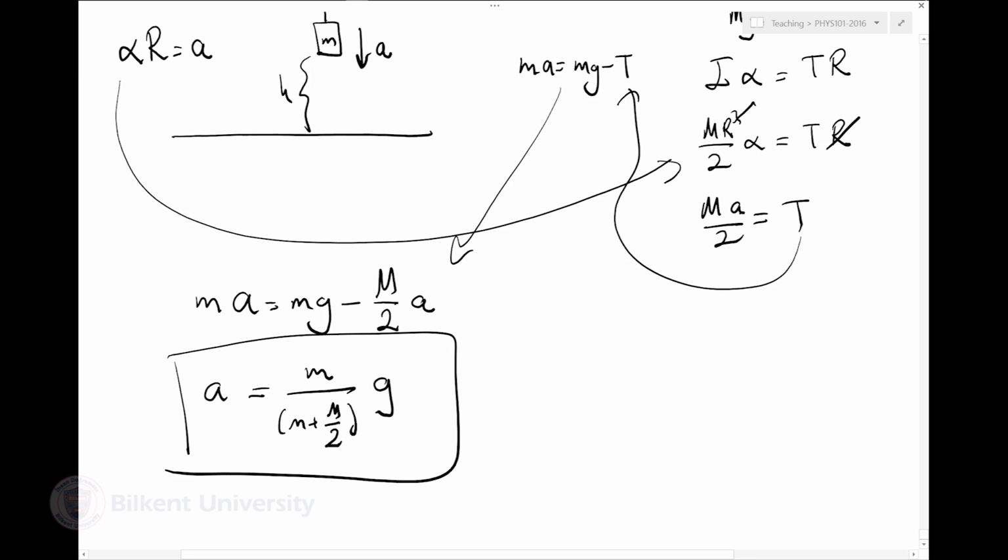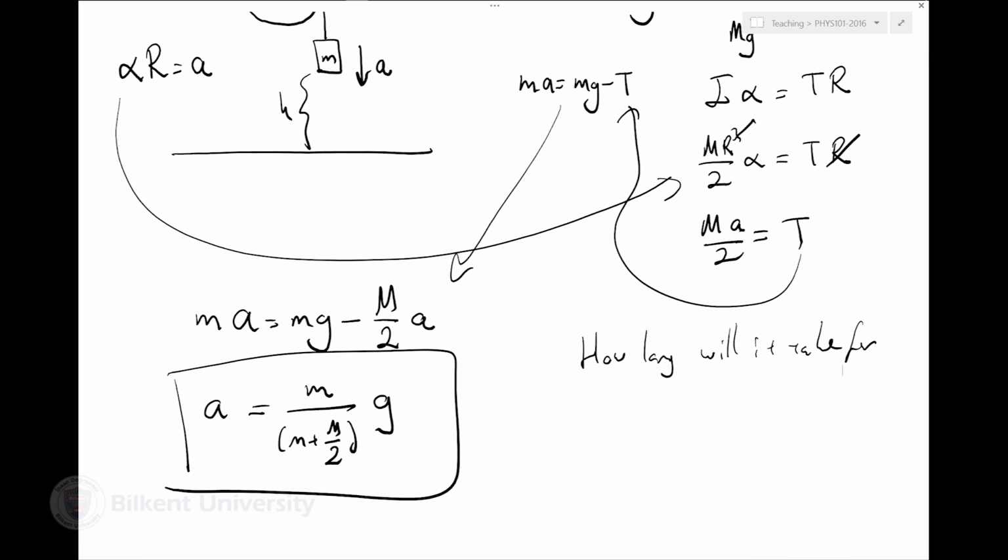I found the acceleration, but what did the question ask me? It asked me to find the velocity when it hits the floor. So this is my acceleration. Can you tell me how long it will take for m to hit the floor?